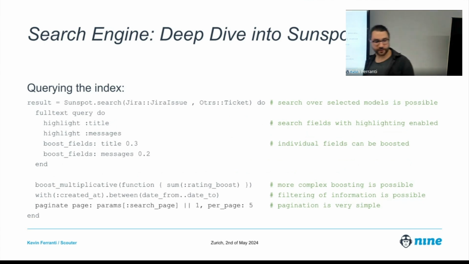Next up, how do you query the index? There's also, again, a very handy API for that. You have a Sunspot search command you can call. Then you can just tell it which tickets you are willing to search. Then you can define which fields should be highlighted. So for example, the title is going to be bold if your search query is actually in the title. Same goes for messages, for example. You can say the title should be slightly more important than the messages. And then here you can define the rating should be used as a boost as well. You can filter, and pagination is also done very, very easily.